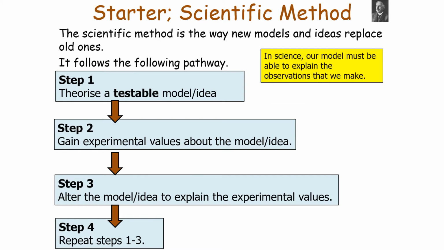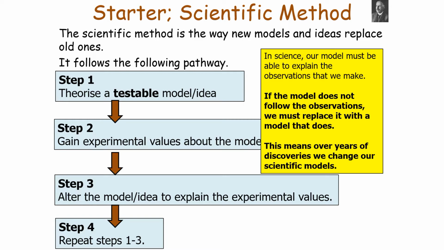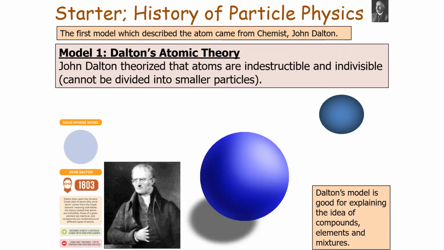So in science our model must be able to explain the observations that we make, and if the model does not follow the observations we must replace it with the model that does. This means over years of discoveries we have changed our scientific model, which is what happened with the atom. Now the first model which described the atom came from a chemist called John Dalton. So John Dalton theorized that atoms are indestructible and indivisible. They can't be divided into smaller parts.